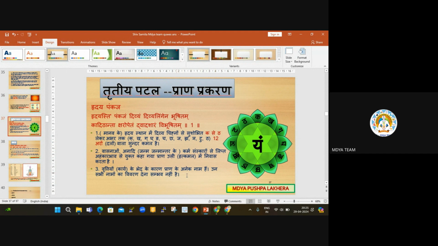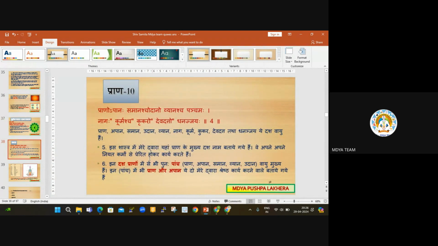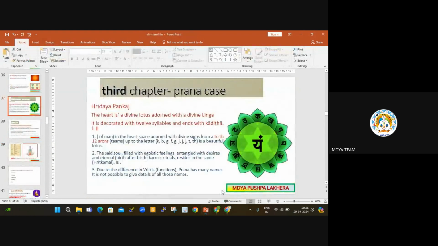There are different names of the prana according to the vrittis, but it is not possible to describe all of those names. It means that Lord Shiva is telling us there are different pranas present in the body, but we cannot describe all the names. I discuss here only what is required. What are the names mentioned here? That is the prana.